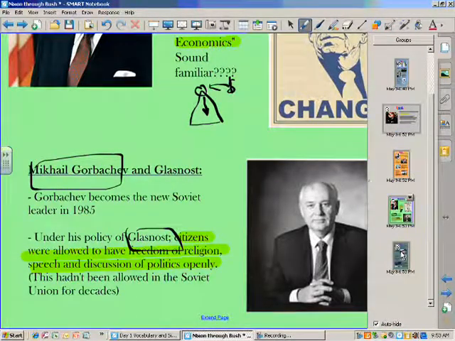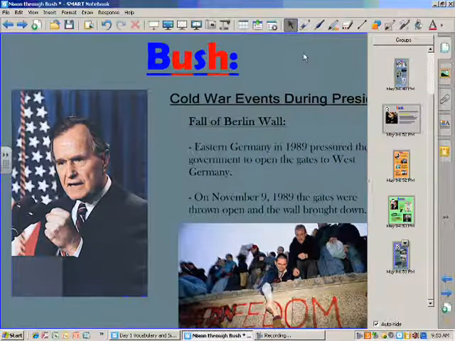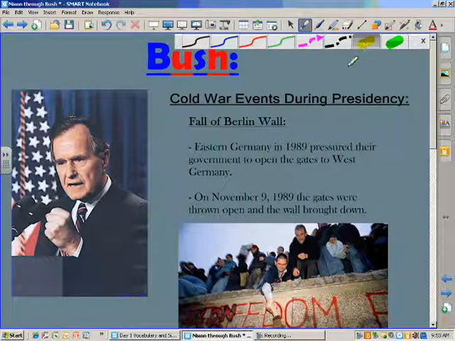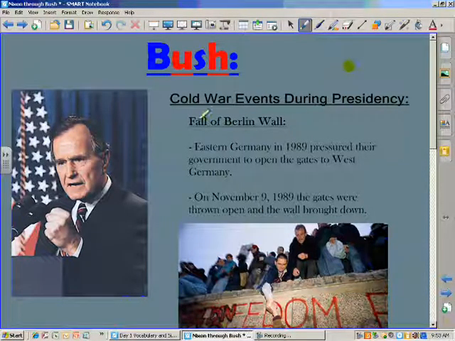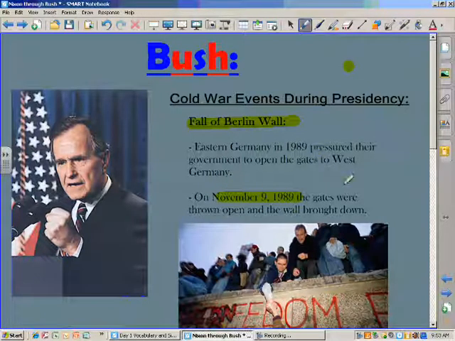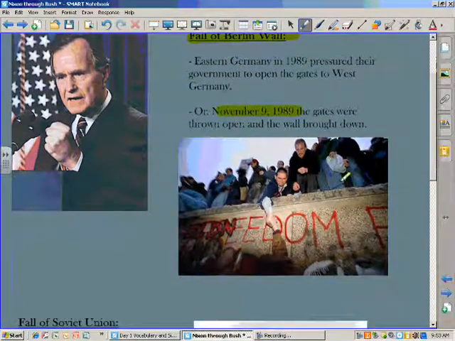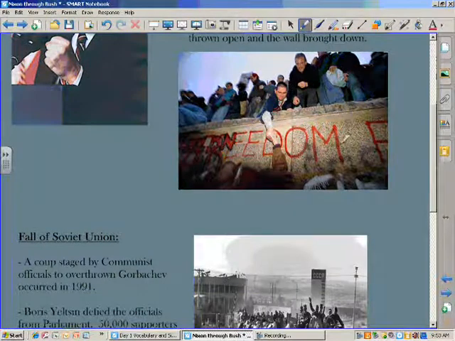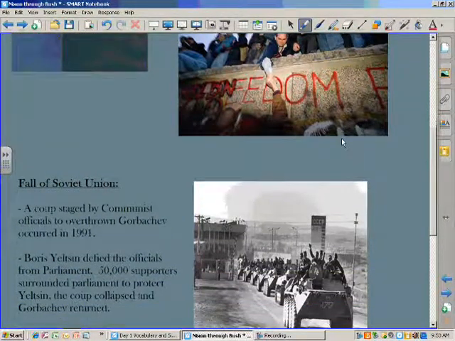And rounding out the last of our presidents was President George H.W. Bush. The Cold War events during his presidency: first, the fall of the Berlin Wall. East Germany in 1989, keep in mind they were separated, pressured their government to open the gates to West Germany. On November 9th, 1989, the gates were thrown down and the wall was brought down. So here's a picture of people climbing the wall and beginning to destroy it.